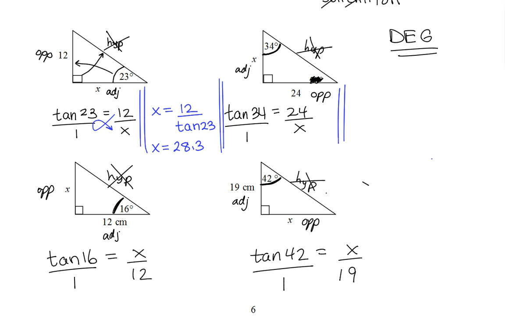How about the next one? Again, it's the same process. X and tan 34 switch places. 24 divided by tan 34. I got 35.6.